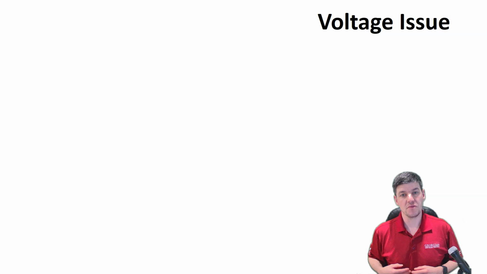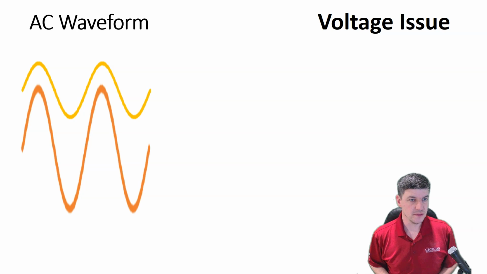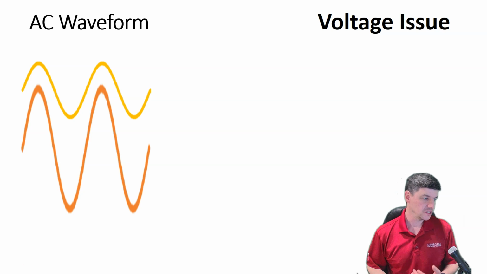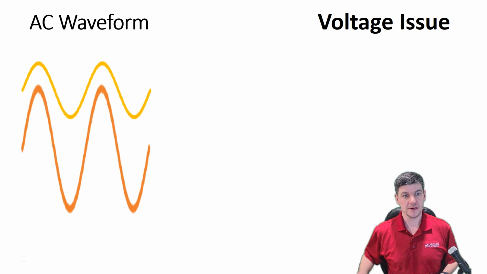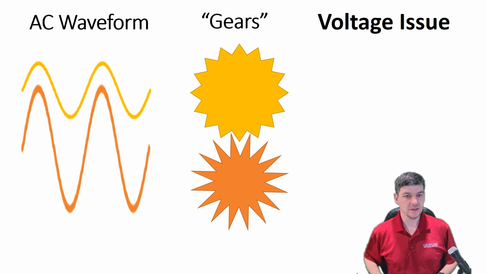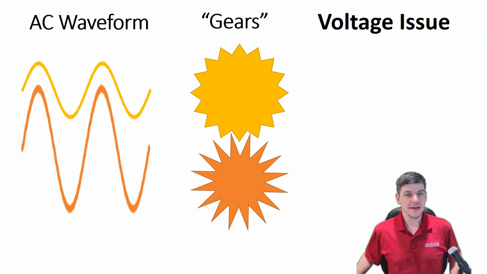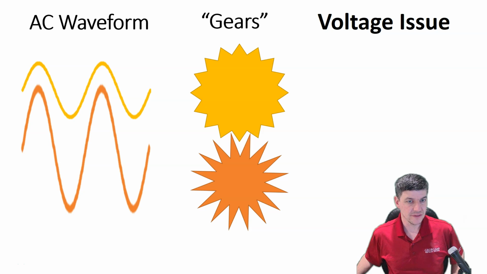Okay. The other thing that we might have is a voltage issue. So we don't have the right voltage. And what our waveform might look like is we have one waveform and we have then another waveform that's substantially taller or shorter. And what it might look like if we were to give it an equivalent of gears is we have a normal gear and then we have a gear with teeth that are very tall. And those gears are not going to fit together correctly.